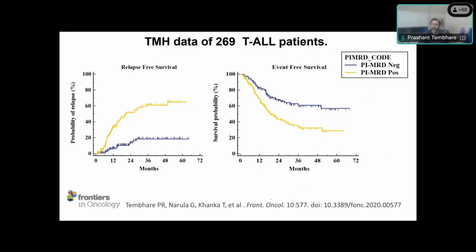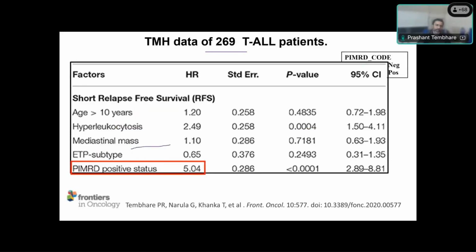And as I told you, any level of MRD is prognostic. You can see this is one of our datasets, one of the largest datasets in the world, published here, with 269 cases. The MRD positive cases had 5 times higher probability of relapse as compared to MRD negative. That's why the hazard ratio was 5, as compared to other features like ETP phenotype, mediastinal mass, hyperleukocytosis, and even age.